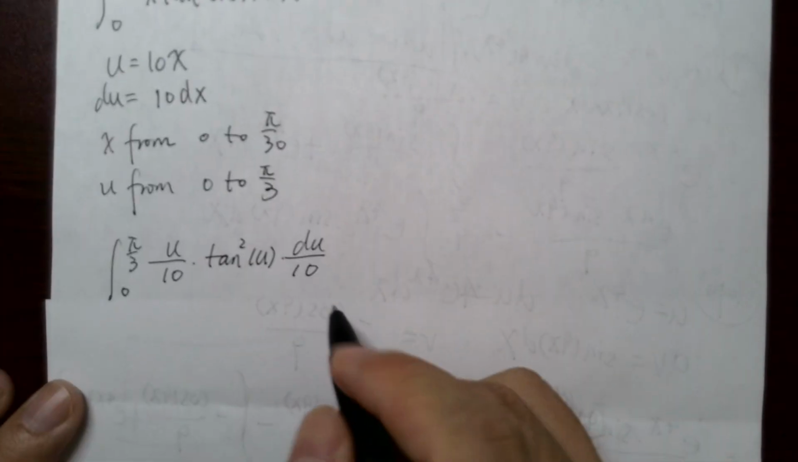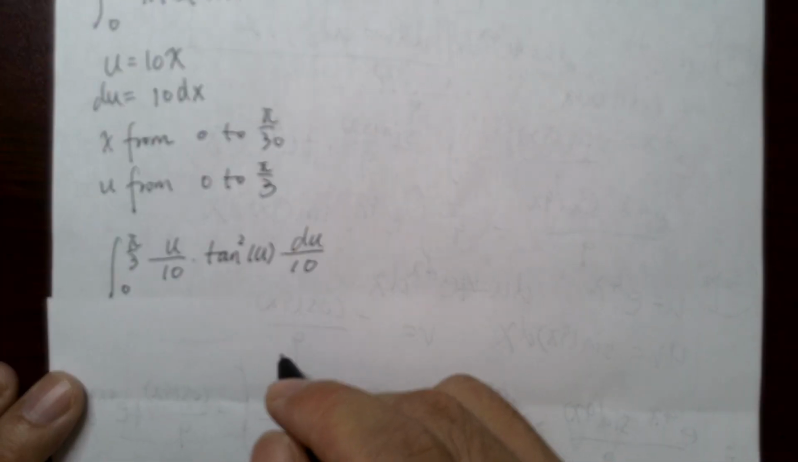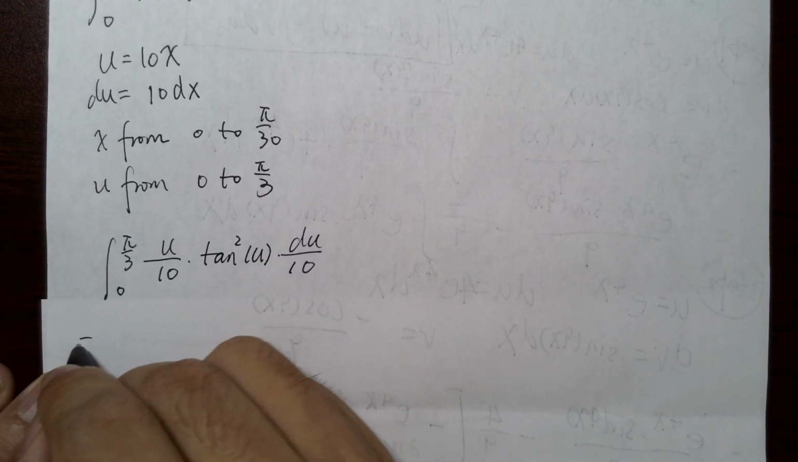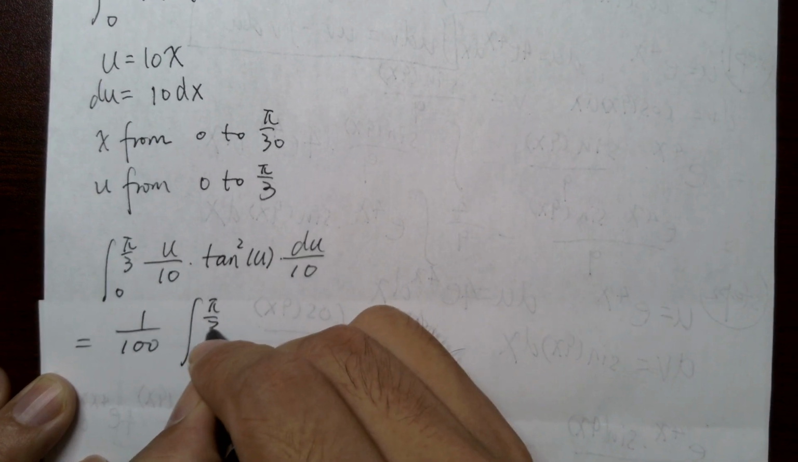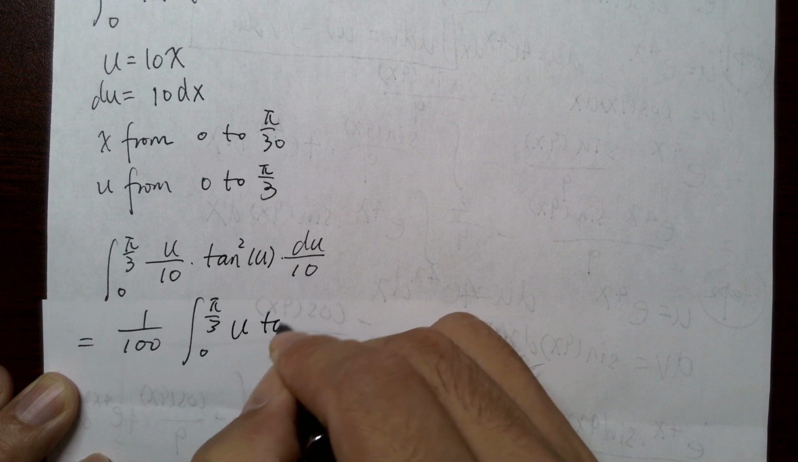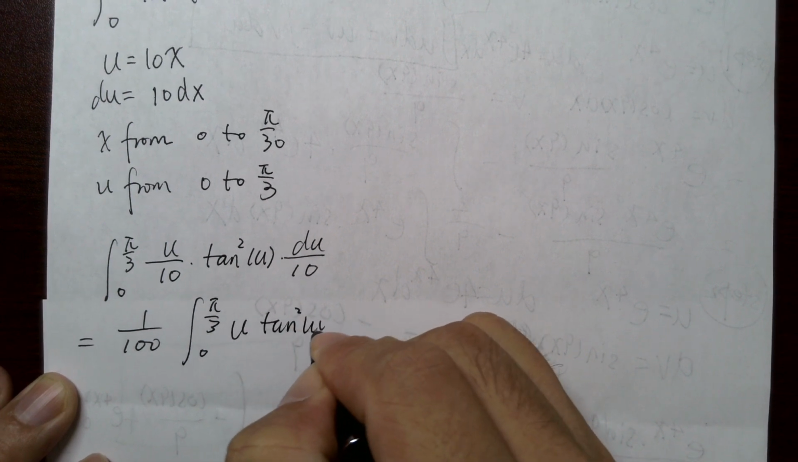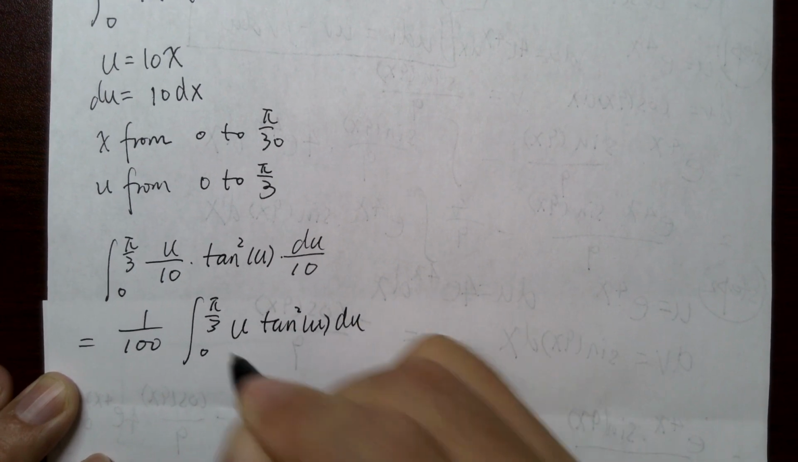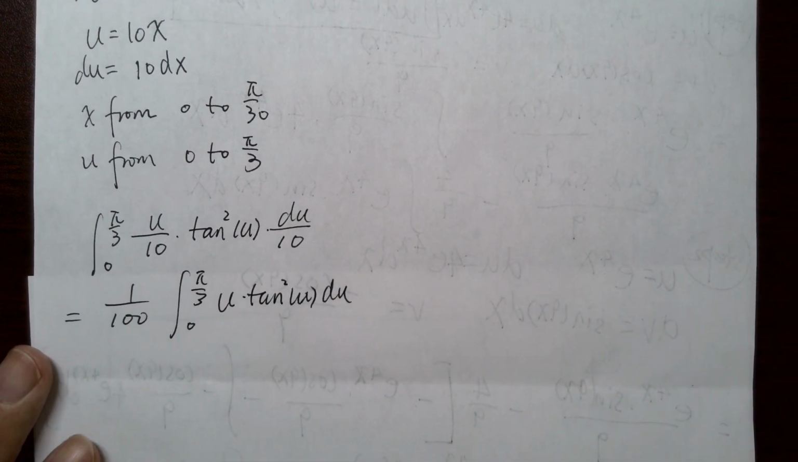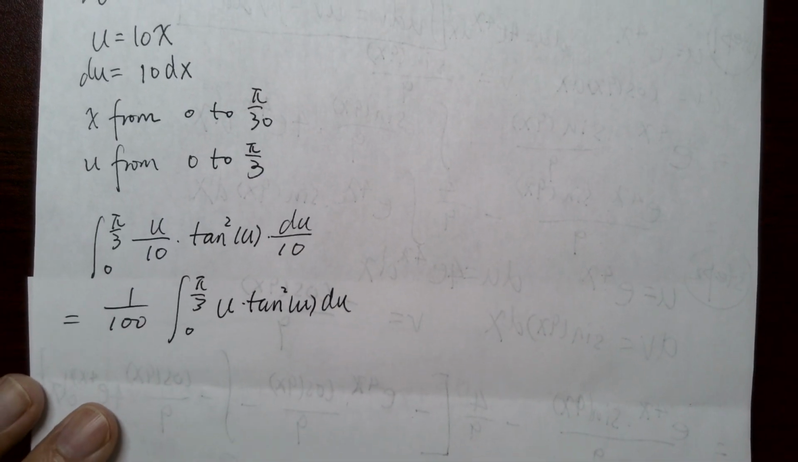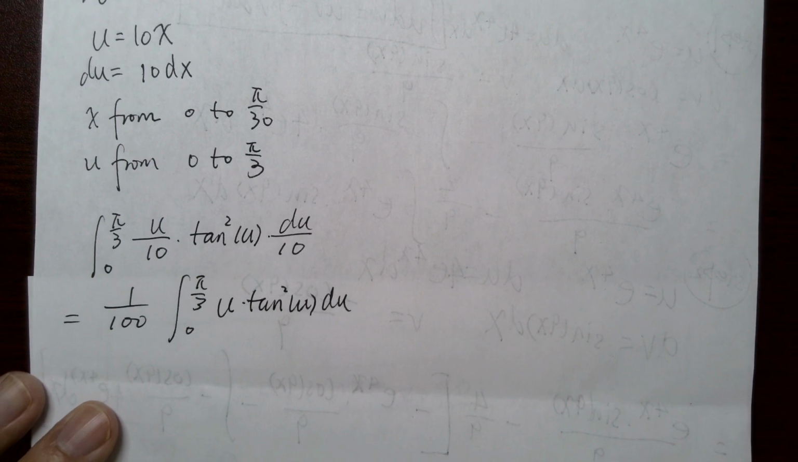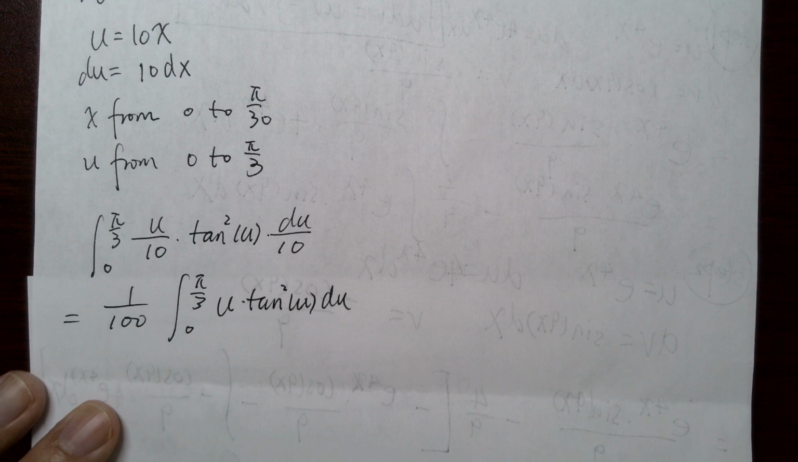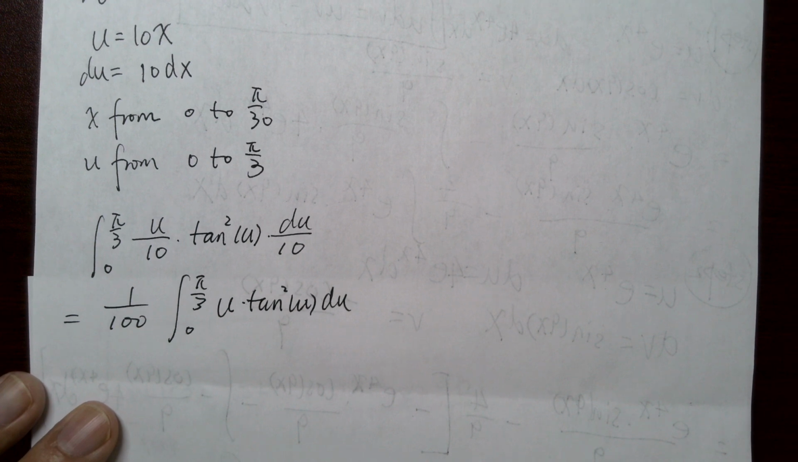So factor the constant out. We're going to have 1 over 100 integral 0 to pi over 3 of u tan square of u du, right? So now, don't you agree, this problem is very simple, right? It looks simpler.